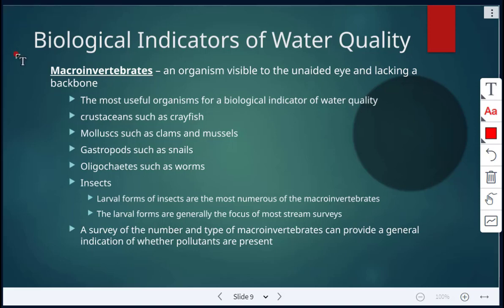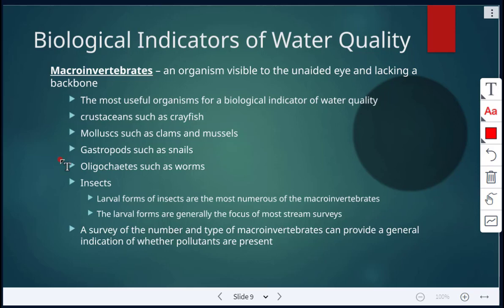All right, so continuing with biological indicators of water quality, we're going to talk about macroinvertebrates. These are organisms that are visible to the unaided eye, so we don't have to use a microscope to see them, and they are organisms that lack a backbone. They are the most useful organisms for a biological indicator of water quality. They include crustaceans, like crayfish, mollusks, which include clams and mussels, gastropods, which include snails, oligochaetes, like worms, and then insects.